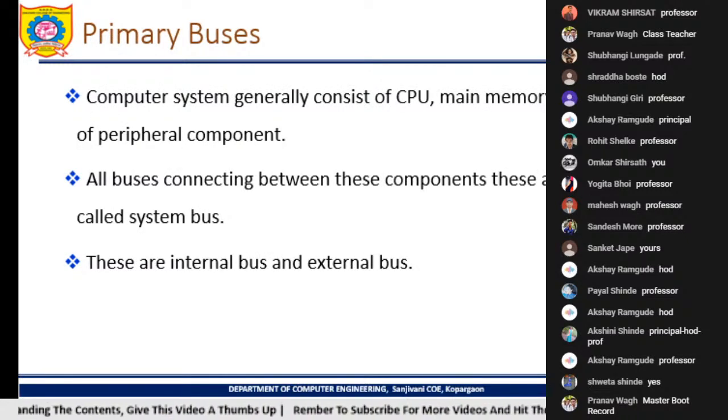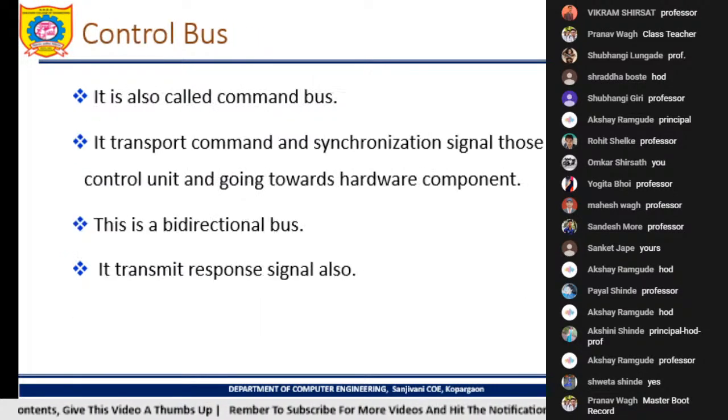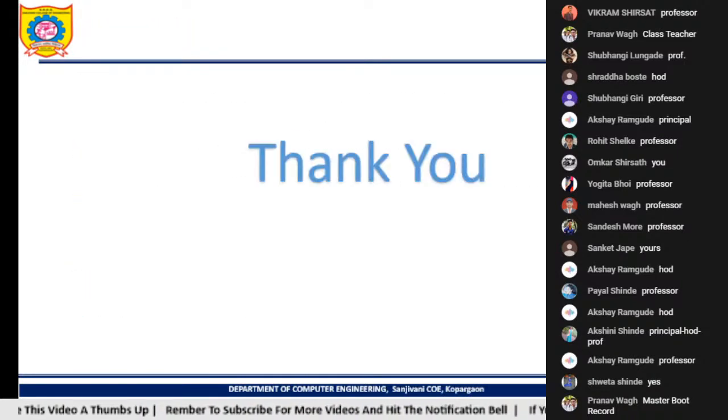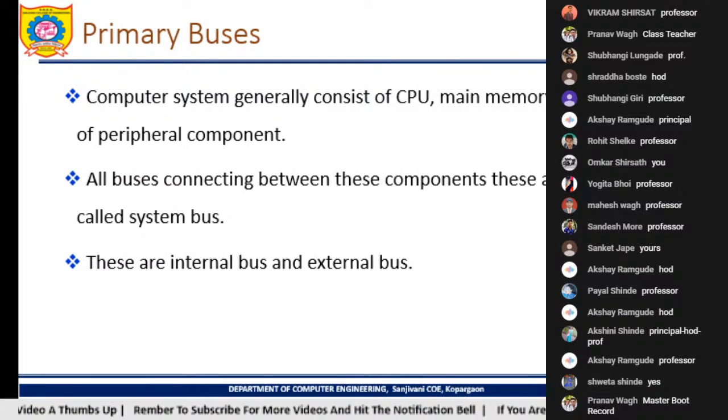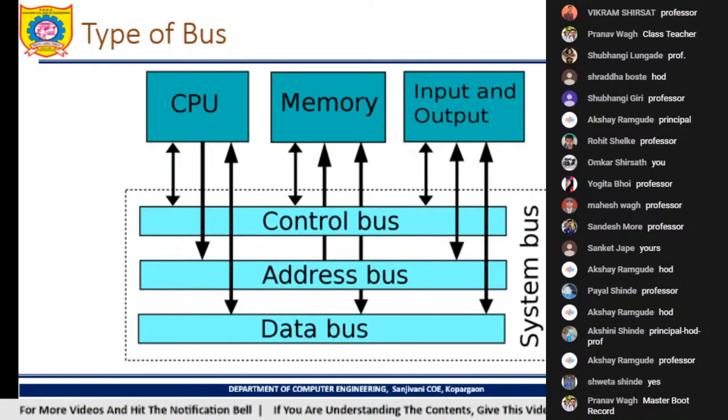Now there are some other buses which I have already mentioned, like the primary bus and the internal bus. We'll go with the primary bus, then the chipset, and then PCI, and then our lecture will be done. In the primary bus, the computer system generally consists of the CPU, memory, and different peripheral components. All the buses connected between these components are called the system bus. You can see here, the control bus, address bus, and data bus combined are called the system bus.